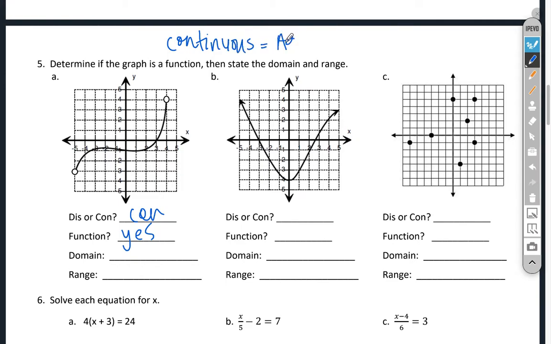Okay, so continuous equals algebraic notation, and then discrete is just going to be list the ordered pairs, x and y values.